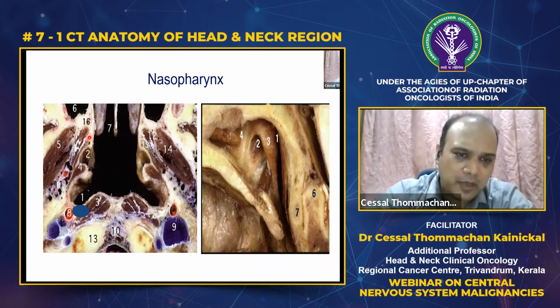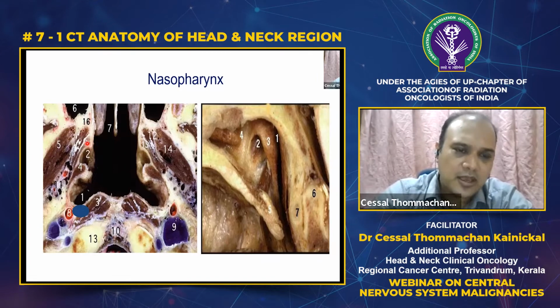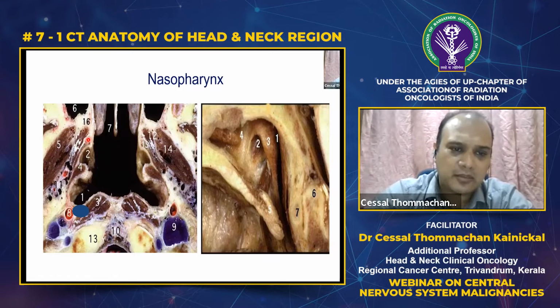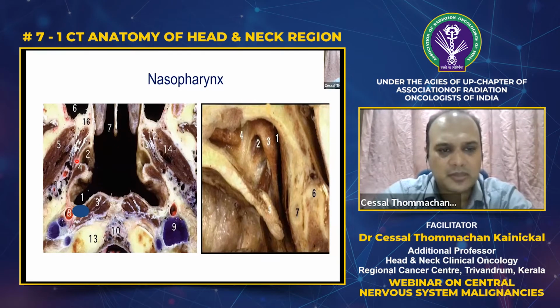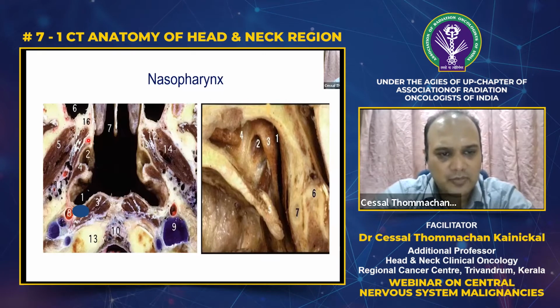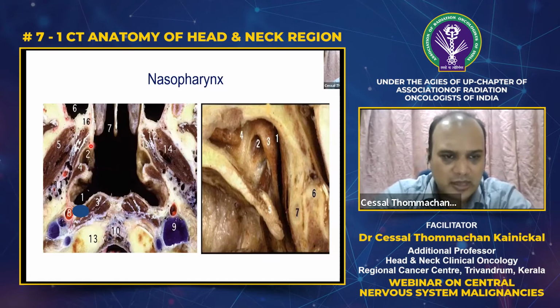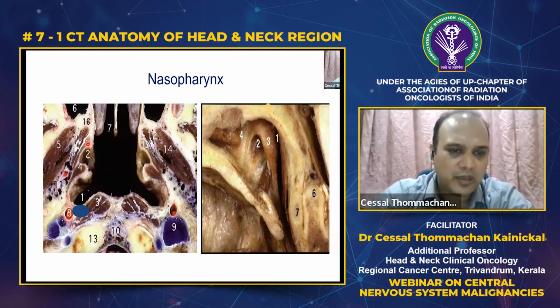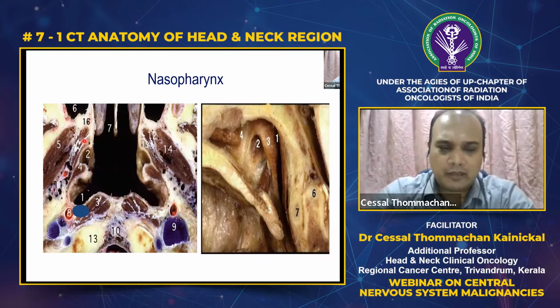The tensor veli palatini is a muscle which arises from the scaphoid fossa in the medial pterygoid plate. This is the medial pterygoid plate, and this is the lateral pterygoid plate. In the medial pterygoid plate, there is a fossa called the scaphoid fossa. The tensor veli palatini arises from the scaphoid fossa and hooks around the pterygoid hamulus, the lowermost part of the medial pterygoid plate, and it is inserted into the palatal aponeurosis. I will show that.